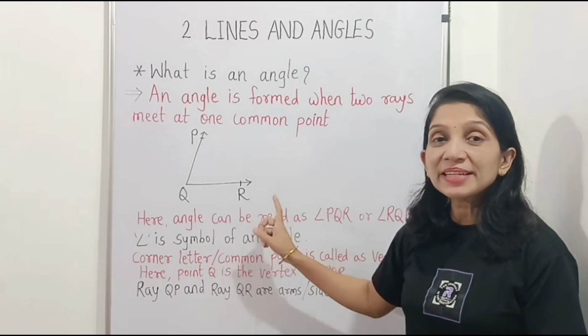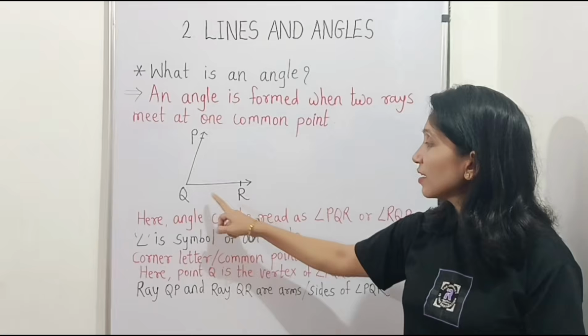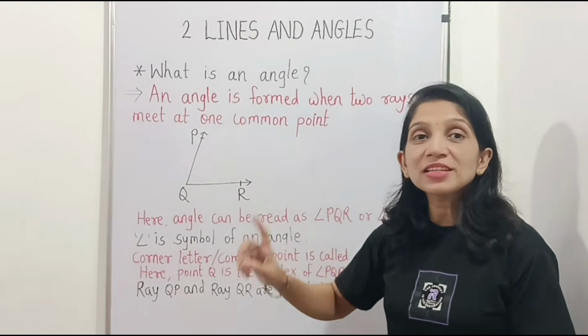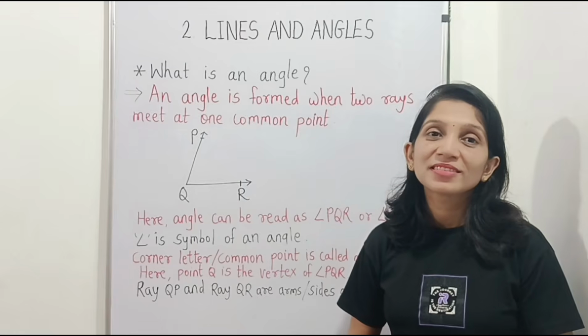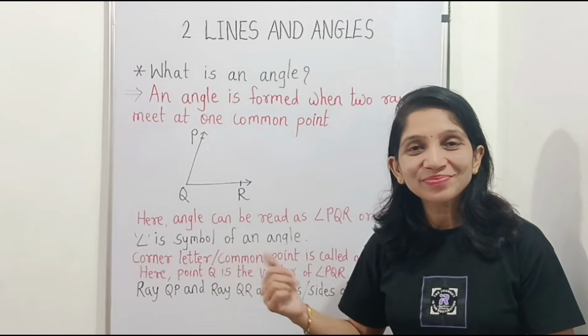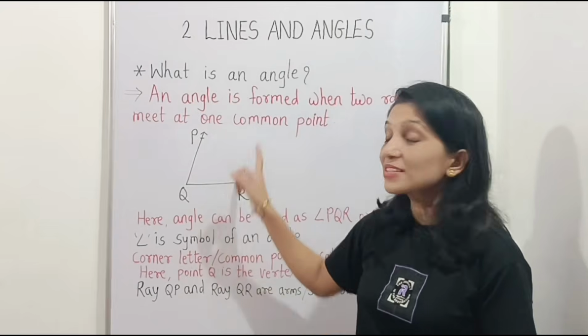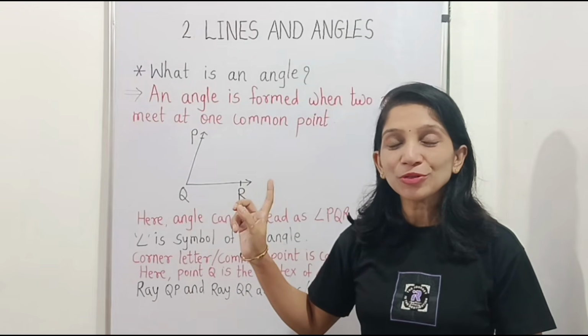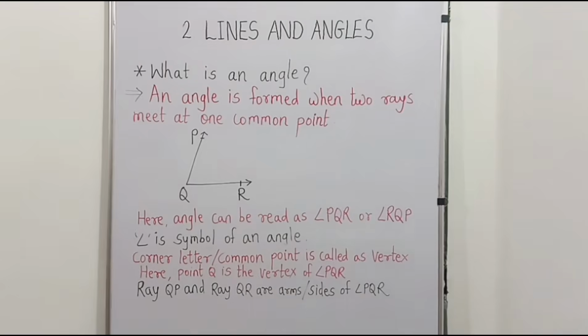So here you can say vertex and arms. These are the parts of an angle. We can say these are the friends of the angle. Take a screenshot of it because it will be helpful to you for the exams.